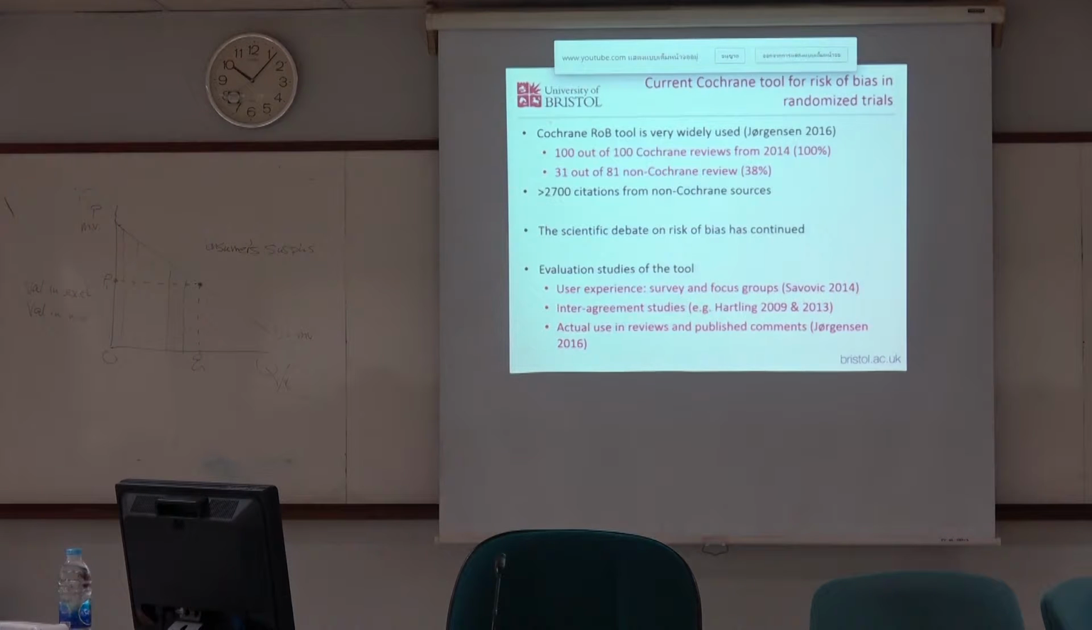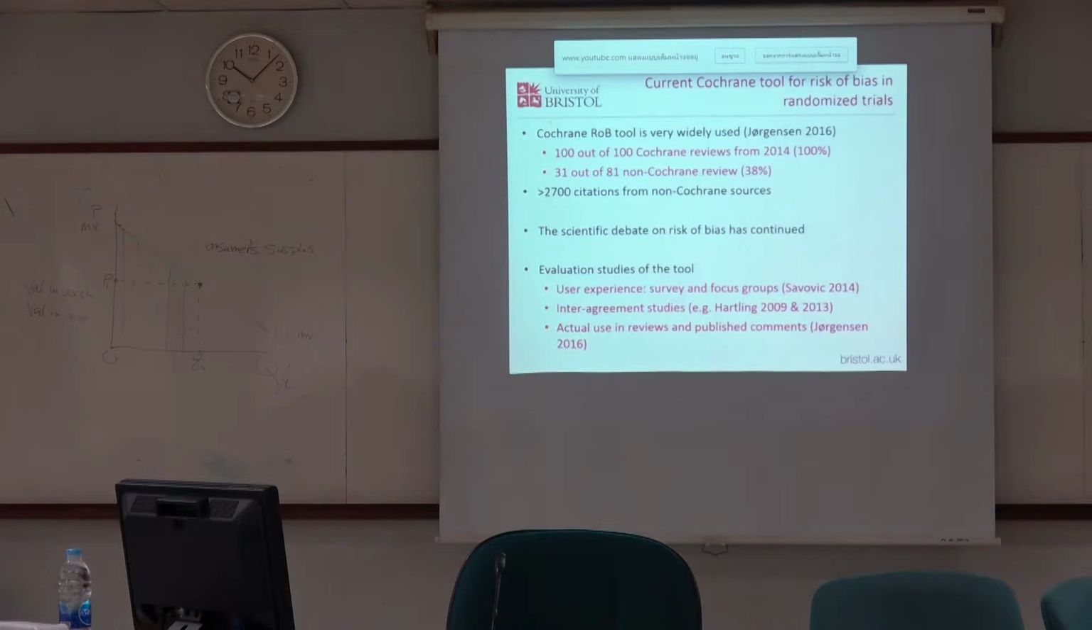But since it was launched back in about 2008, 2011, the scientific debate on risk of bias has continued and evolved. A number of other risk of bias tools have been developed, which are structured in a slightly different way. The empirical evidence for different sources of bias has accumulated as well. And during this time, there have also been a number of evaluations of the tool. Jelena Savovic and colleagues in 2014 published a survey of Cochrane review authors and results from some focus groups on how users actually find the tool. And we've had a number of inter-rater agreement studies, for example, done by Lisa Hartling and colleagues, to name just a couple of them.